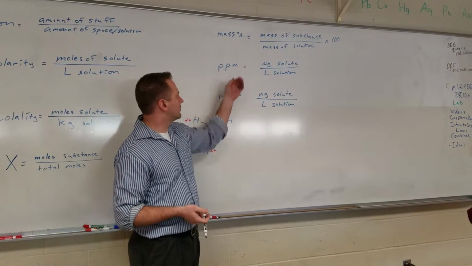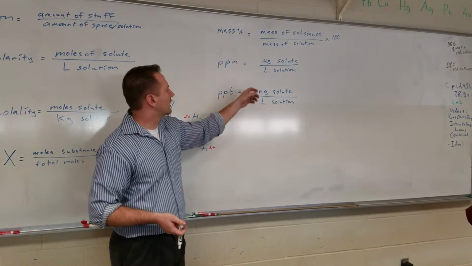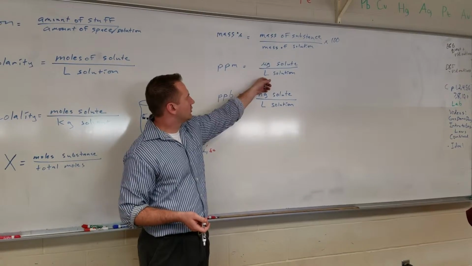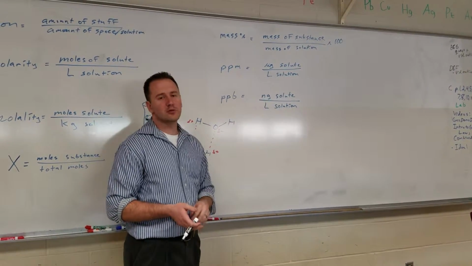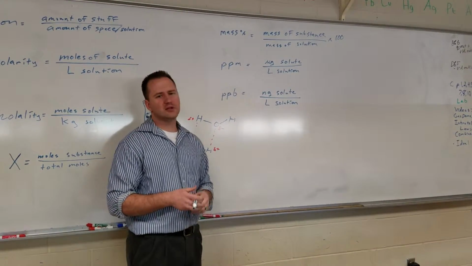And when we're talking about trace amounts of a solute, such as if you were doing water testing, you'd be looking at either parts per million or parts per billion, where you're looking at micrograms of solute per liter of solution or nanograms of solute per liter of solution. And that's when you're looking at trace things.